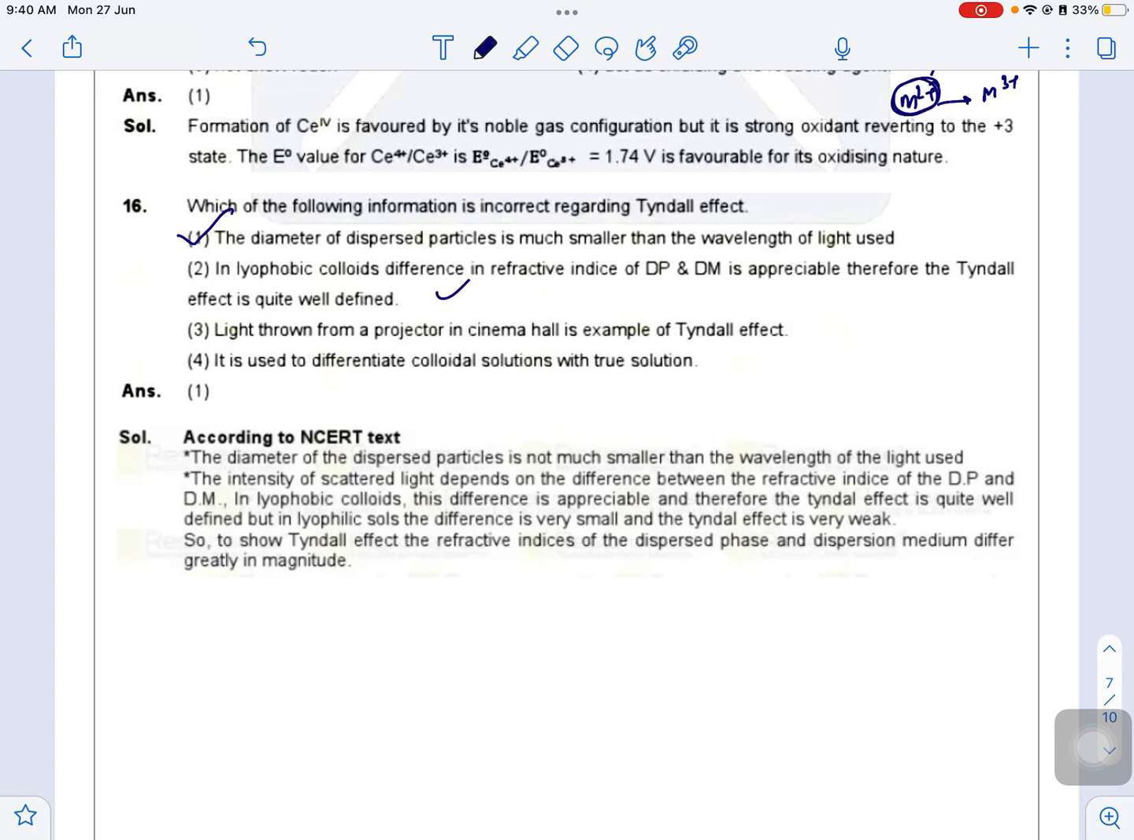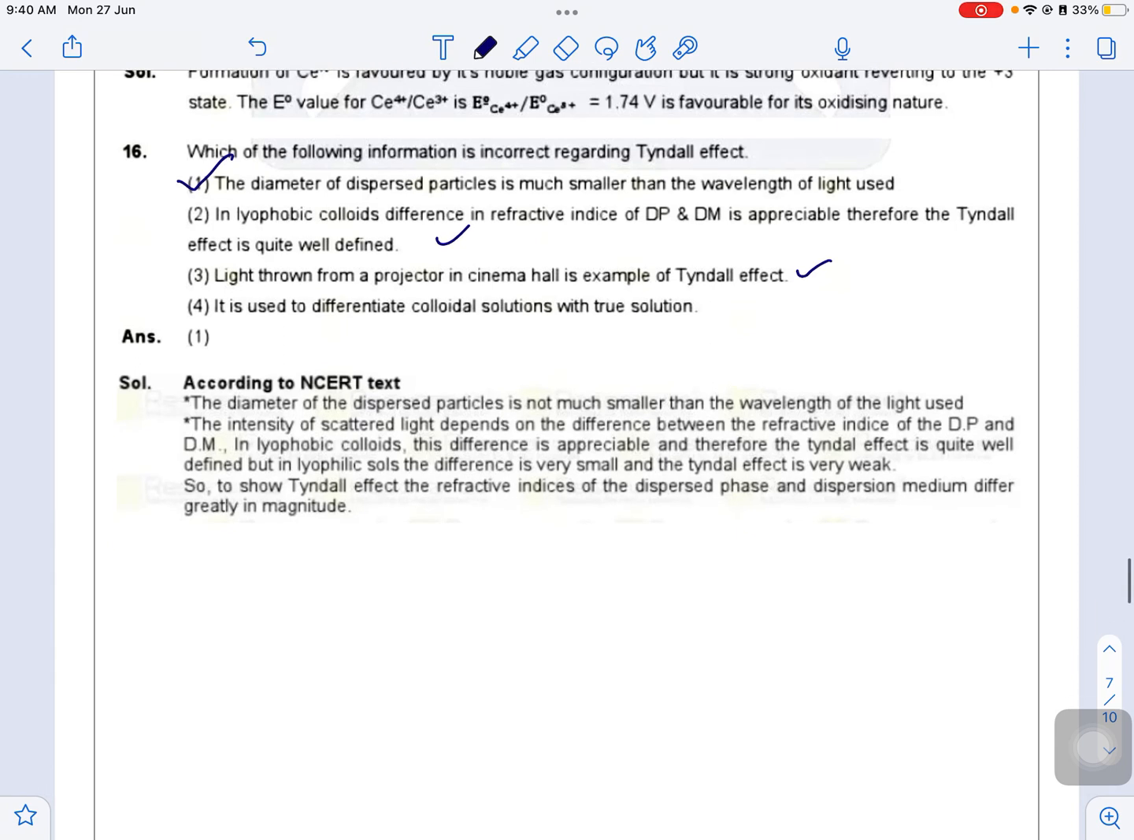Light thrown from a projector in a cinema hall is an example of the Tyndall effect. This is a well-known phenomenon. Correct. So it is used to differentiate colloidal solution from true solution. This is also correct. True solutions don't show the Tyndall effect.